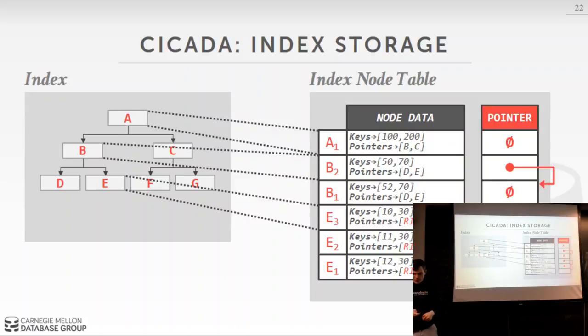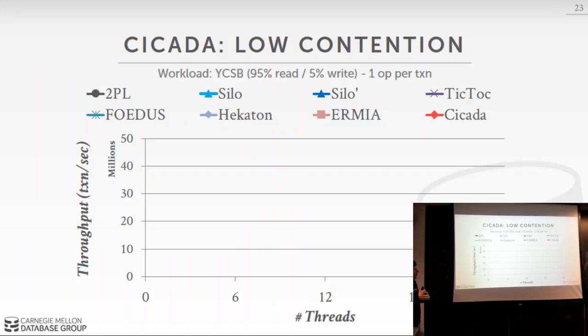Okay, so let's look at the results from the Cicada paper. Hyuntek is a postdoc here at CMU. He did his PhD with Dave Anderson. He is an amazing hacker. He basically took all the state-of-the-art MVCC protocols, except for Hyper, because it's a column store, and he implemented them in his system, and he ran experiments to see how well they perform when you scale up the number of threads.